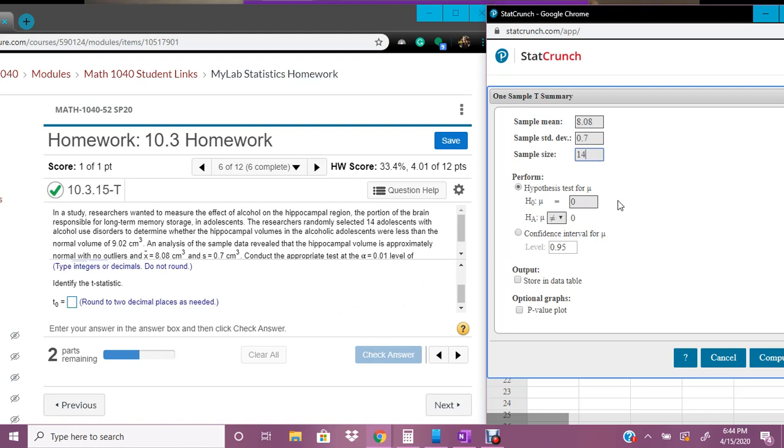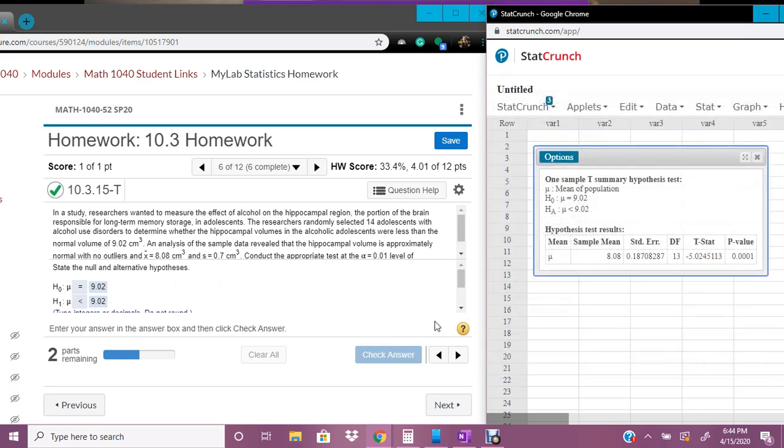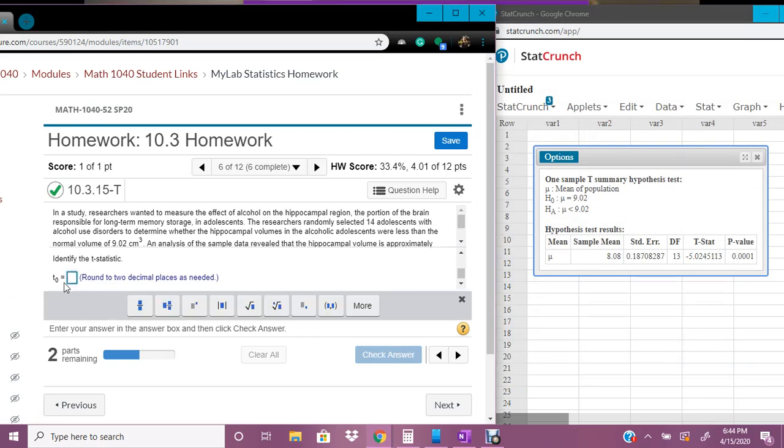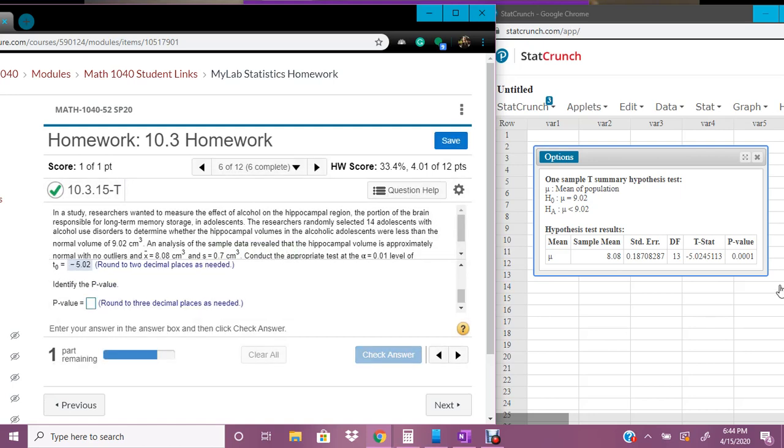And now we're going to use a hypothesis test. So we're going to make this look exactly like this. Another indicator that you selected the right thing in StatCrunch is if you have this mean sign, it should also have a mean sign. And if we're in proportion stats, then it's a P. So these have to be the same thing. We'll click compute, and our t-stat is right there. And then our p-value is right there.